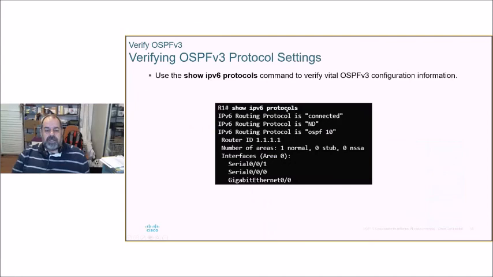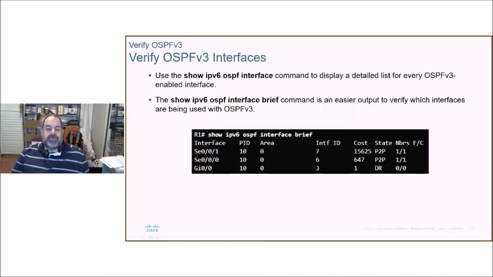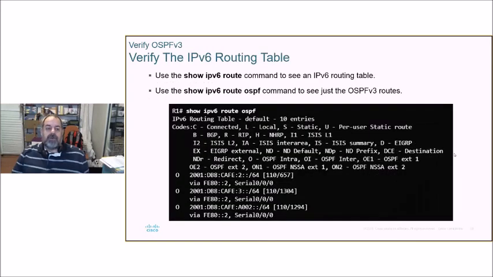Show IPv6 protocols. Now, it doesn't actually tell you what networks are involved because you do it on a per interface basis, and so it actually just lists the interfaces that are members of each area. And show IPv6 OSPF interface brief. It gives you a line-by-line summary of the OSPF settings. Show IPv6 route. Of course you're going to have a source of O for the OSPF routing protocol. And as you can see, next hops are actually the link local address.